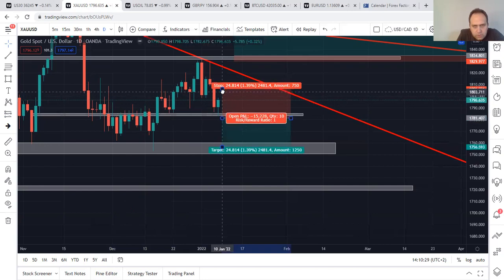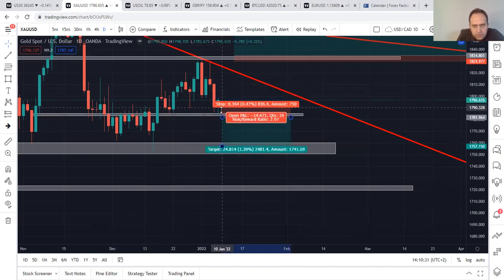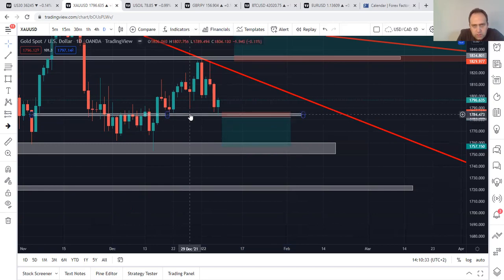With a stop loss, you have to go into a lower time frame a bit, and the stop loss here around 1786. Take profit 1780, 10 pips, and then 1777 TP2, 1770 TP3, 1763 TP4. This is the sell.